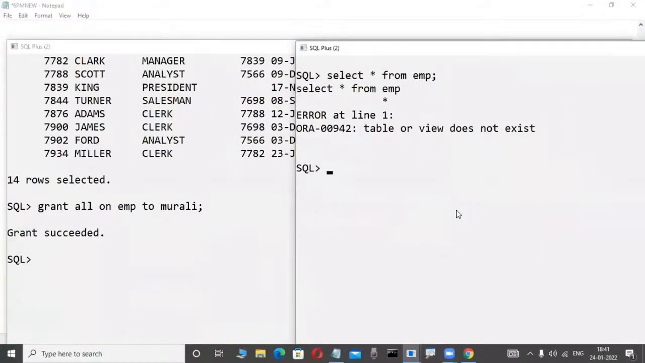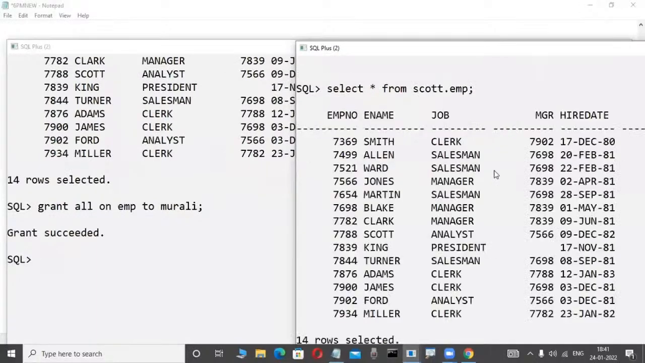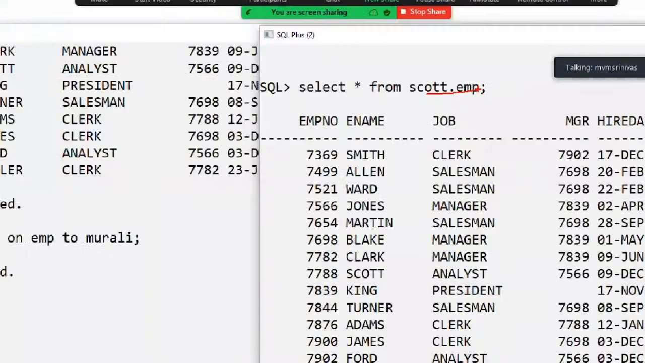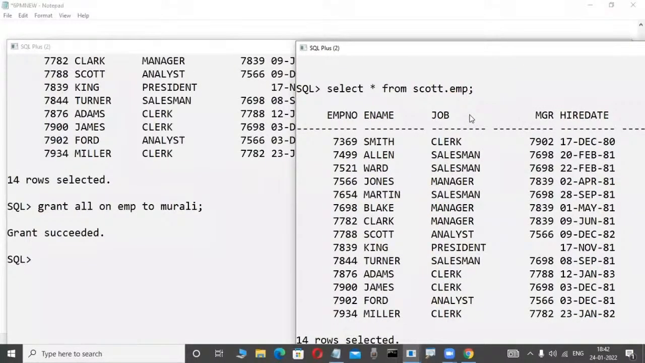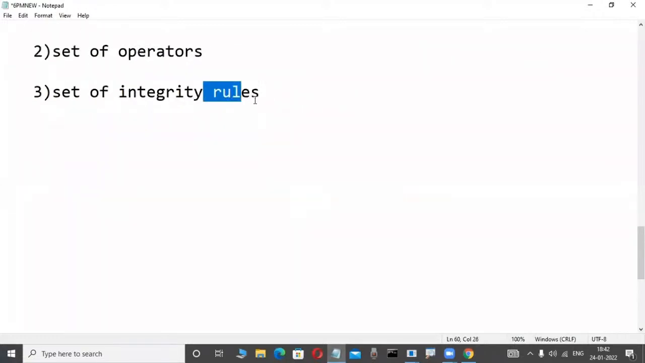Now if you follow that rule, then you are successful. Observe here: select star from Scott.emp. Scott is an employee, meaning a user. Don't worry, you will become familiar with users and all these things later. Now it is working. In place of username dot object name, in a real-time project a synonym is used. There are many big concepts, such as database link. Understood? Relational data model products always work based on a set of rules.